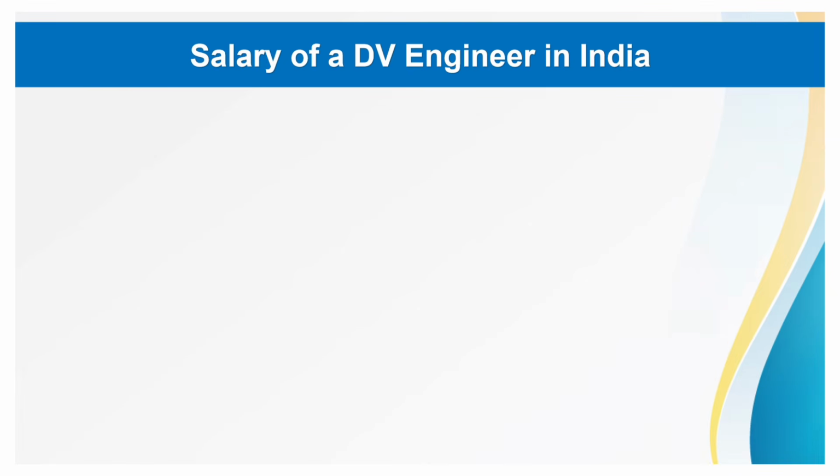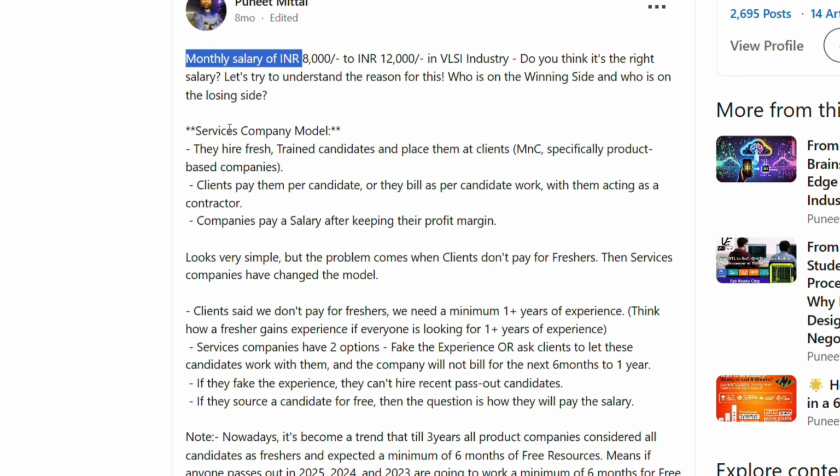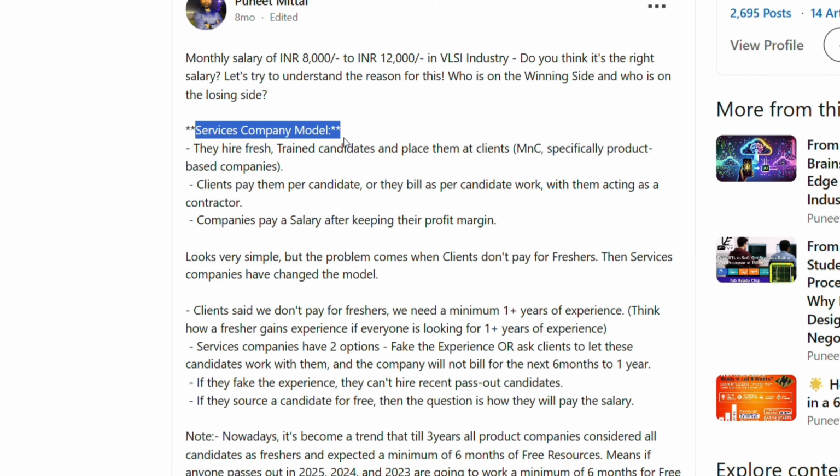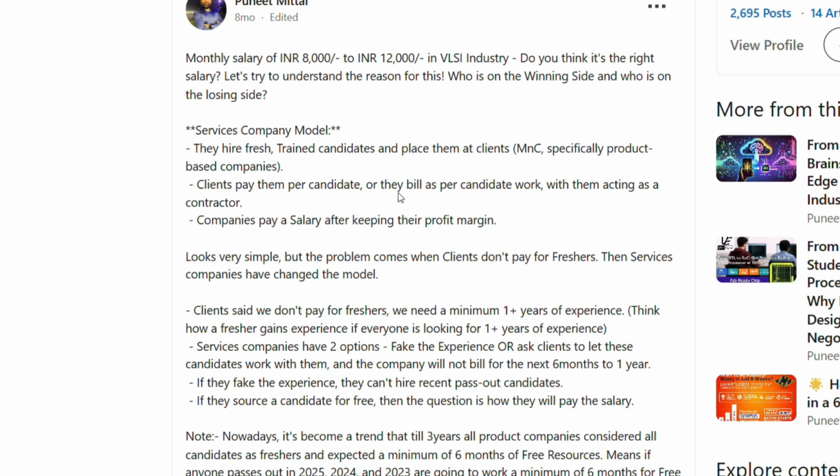so you can understand the industry perspective. It is written here: monthly salaries of 8,000 to 12,000 in the VLSI industry. Do you think these are the right salaries? So he has given the reason: service company models. They hire freshers, train candidates, and place them in a client's MNCs, specifically product based companies. The client pays them per candidate, or they bill as the candidate works with them, acting as a contractor. Companies pay a salary after keeping their profit margin.